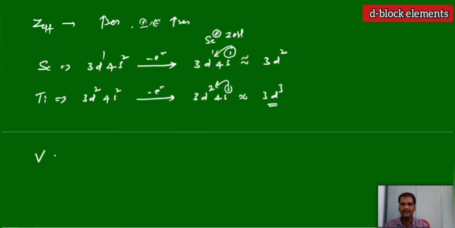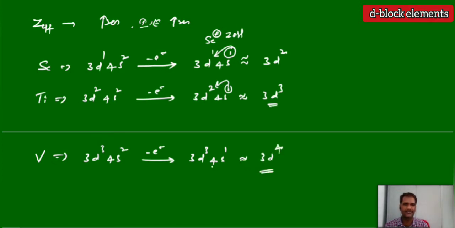Similarly, if you see in case of vanadium, the vanadium configuration is 3d3 4s2. Again, if we remove an electron, we will get the electronic configuration 3d3 4s1. Again, vanadium has a positive charge, so it can pull that electron into the 3d shell. We'll get the 3d4 configuration. So these are the metal ion configurations.